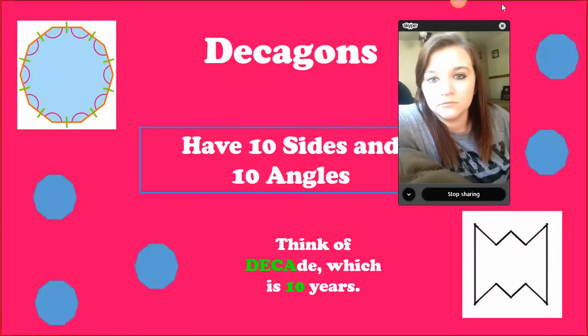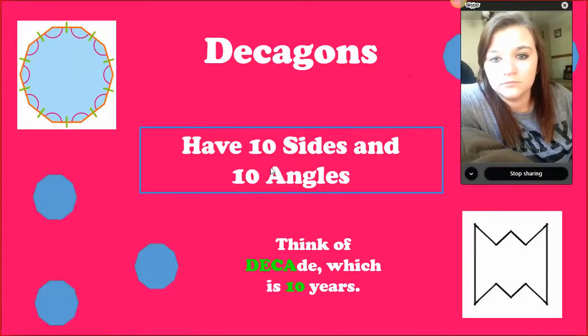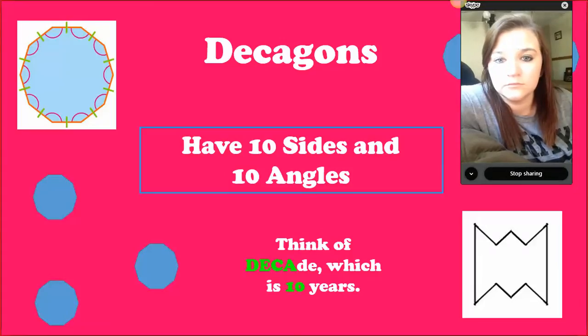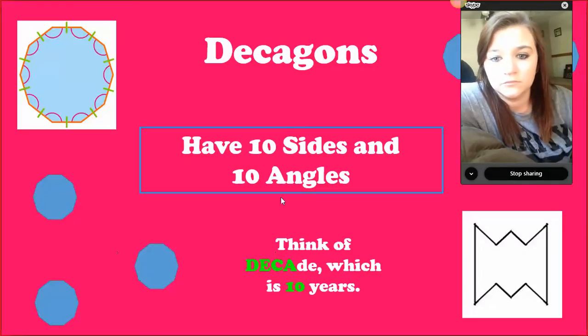Last, we have decagons. Decagons have 10 sides and 10 angles. Think of a decade, which is 10 years. That's how I remember decagons have 10 sides and 10 angles, because a decade is 10 years. This is a regular decagon, and this one is irregular.